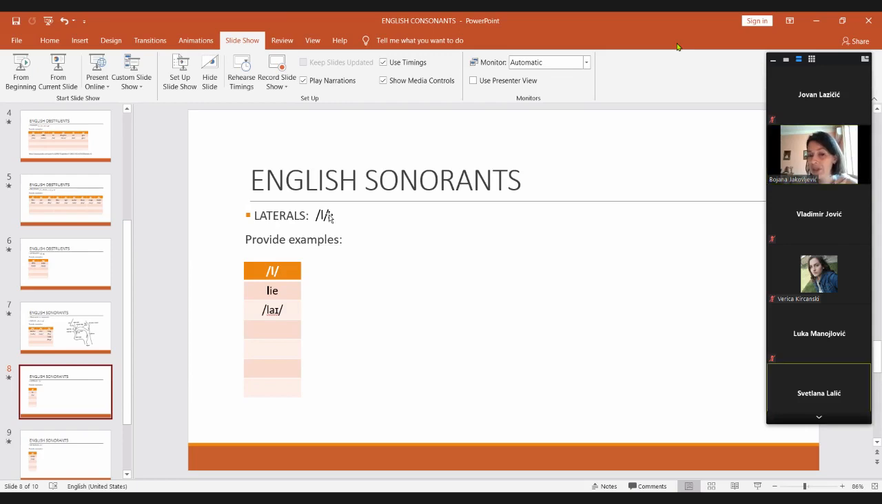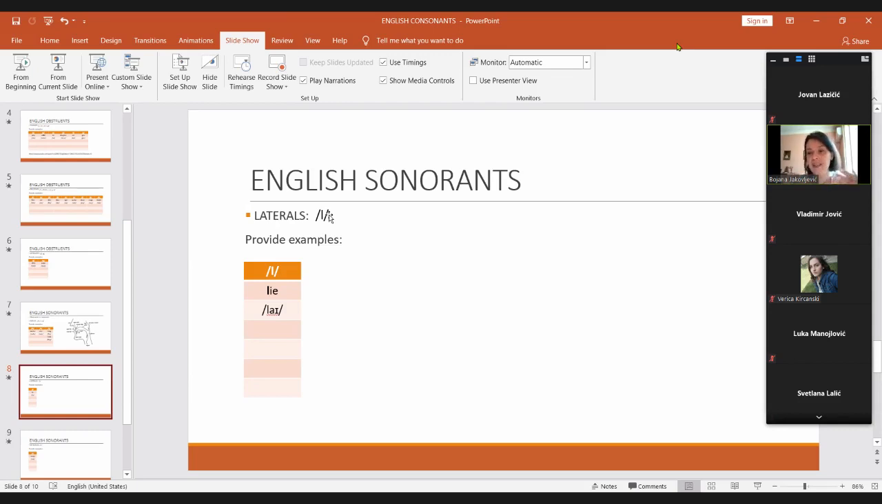With a hard palate. I didn't hear. With the upper tip of the tongue going up. That's right. The tip of the tongue goes up and touches, well, the alveolar ridge. Basically, it's an alveolar sound.